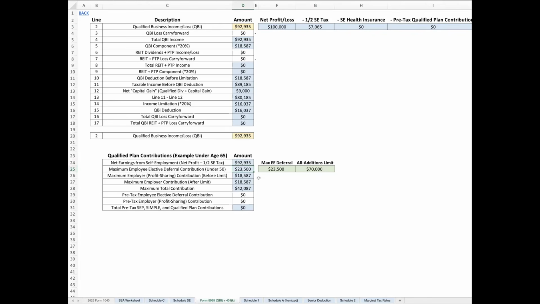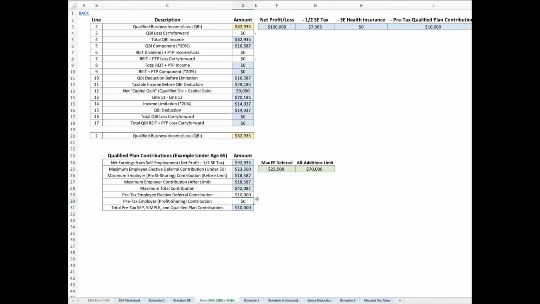At the bottom of the sheet, we see an example of how much Grace could contribute to a traditional solo 401k. Her maximum employee contribution is $23,500, which is the lower of the 2025 limit and her net earnings from self-employment. She could also make an employer contribution of $18,587, which is the lower of the remaining all additions limit, or 20% of net earnings from self-employment. The available combined employee plus employer contribution could be $42,087. Grace is personally able to contribute $10,000 to her solo 401k, so we'll enter that here.